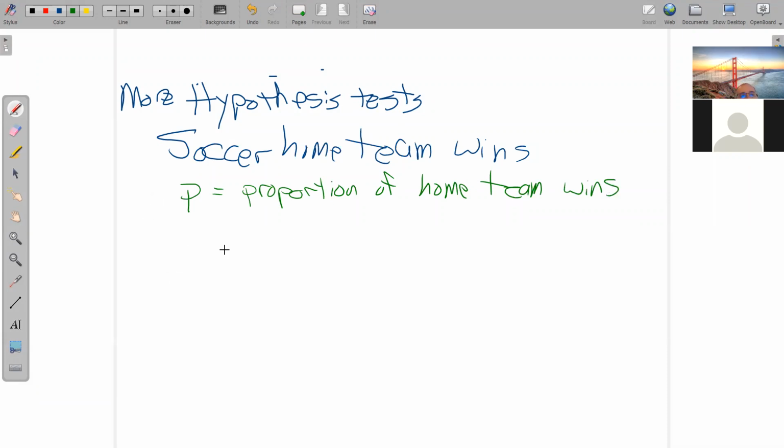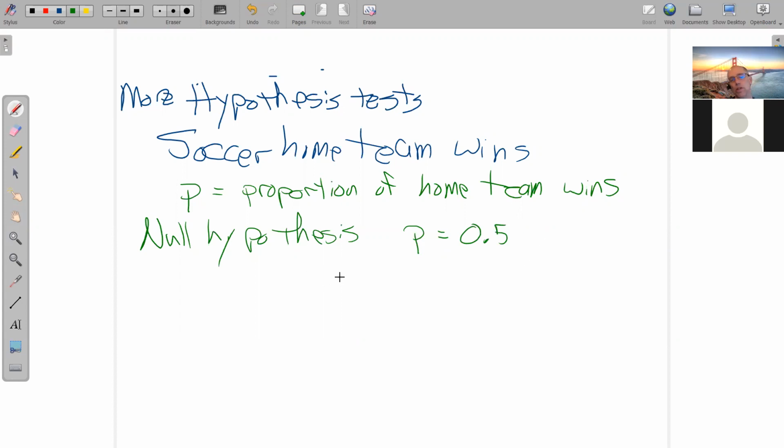And a null hypothesis in this case could be something like, we're just as likely to get a home team win or not, in which case we would say the proportion of home team wins is 50%, 0.5. So that could be the null hypothesis.